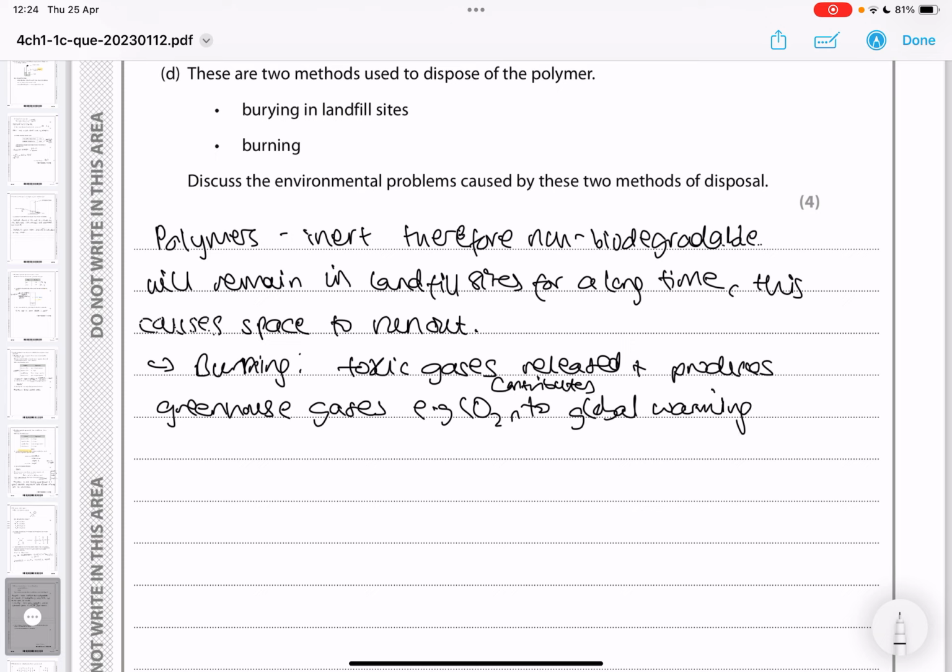Okay, so those are the main reasons. You just need to remember that polymers are inert, so that'll give you a mark. And they remain in landfill sites for a long time because they can't be broken down. So they just accumulate and space will run out. That's another mark. Burning polymers leads to toxic gases being released. That's one mark. And it produces greenhouse gases like CO2, which contributes to global warming. So that's another mark. Okay.